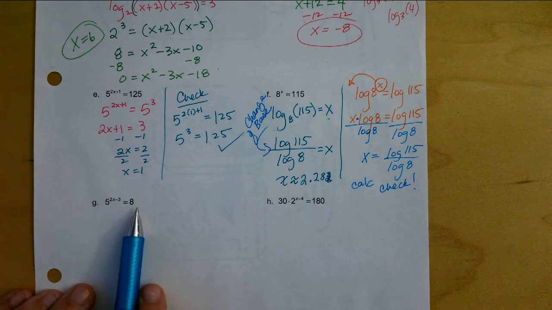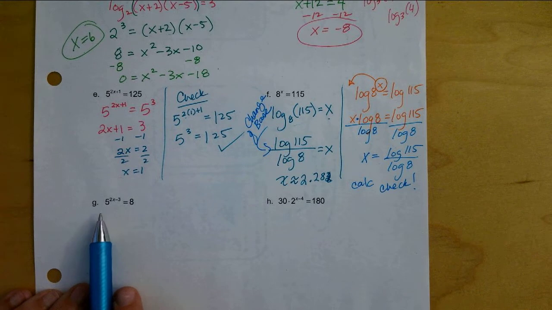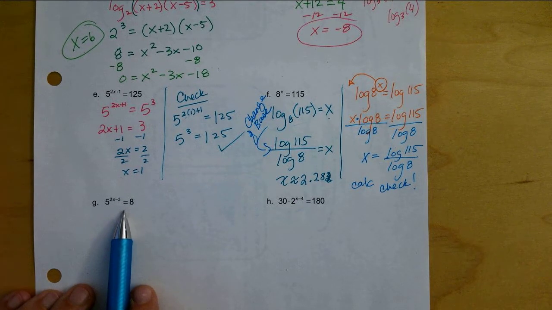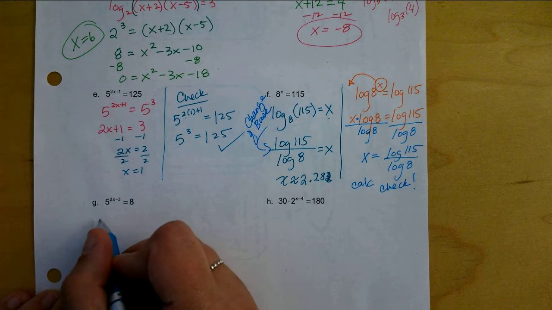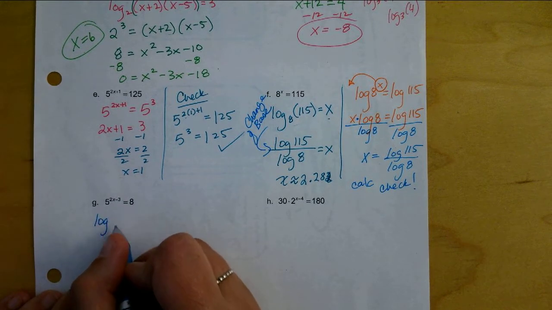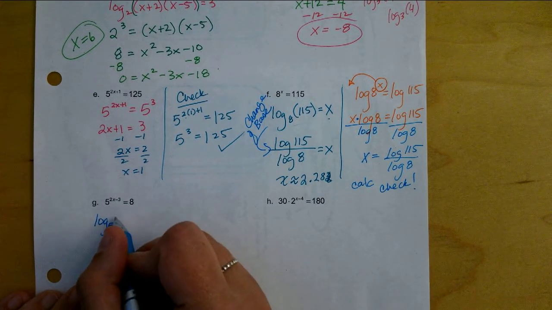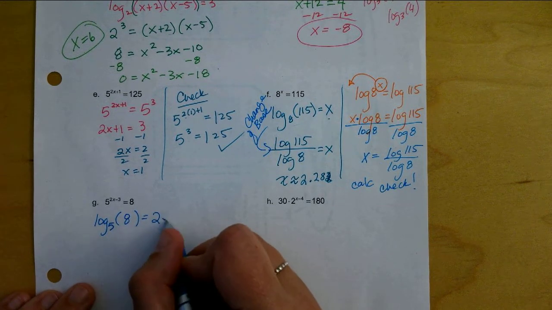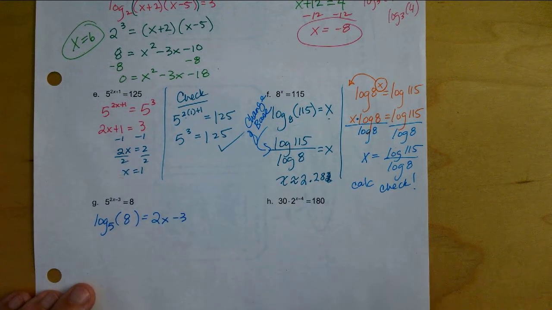Can you make the bases the same? Can you make 8 have a base of 5 very easily? No, you can't. So then we can use the definition of logarithm to say I would have log base 5 of 8 is equal to, because that's the exponent. Okay, so log base 5 of 8 is just a number.